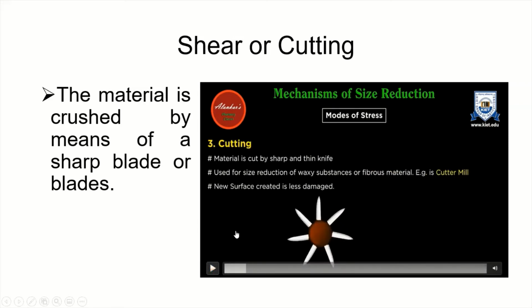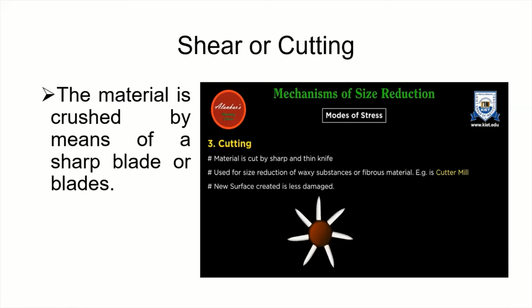So first, cutting. The material is cut by a sharp and thin knife. It is used for size reduction of waxy substances or fibrous material. And the best example of this is the cutter mill. So it's obvious that the new surface created has less damage.